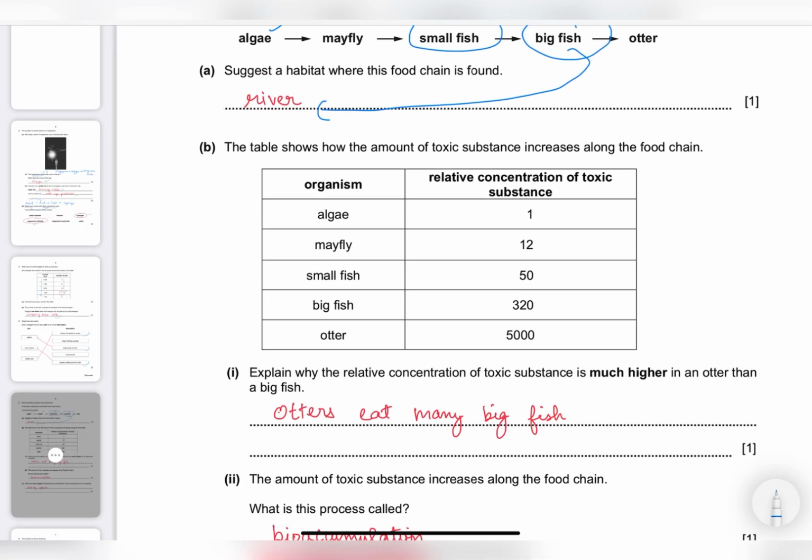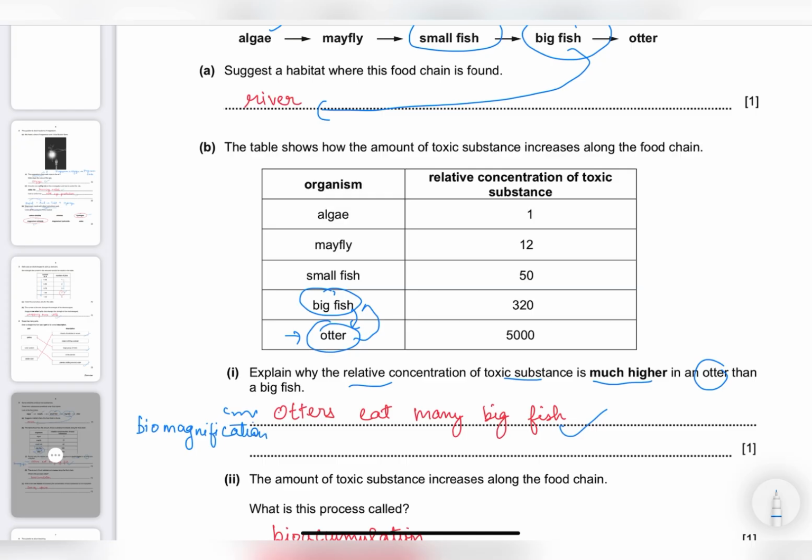Explain why relative concentration of toxic substance is much higher in an otter than in a big fish. So why the harmful substances are more in otter? See, it is at the end of the food chain, right? So otters are eating many big fish. That's why they have higher concentration. This is what we call bio. Yes, repeat after me. Magnification.